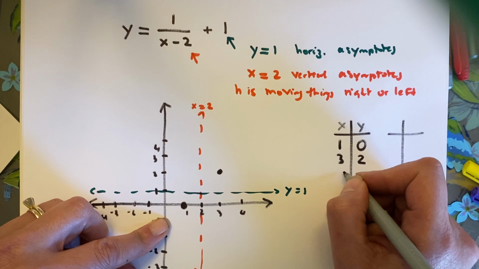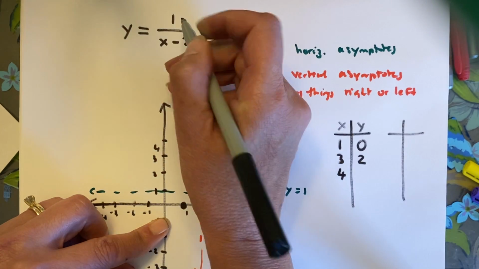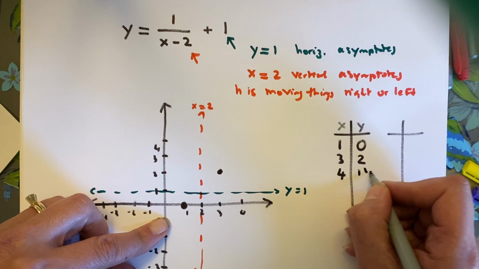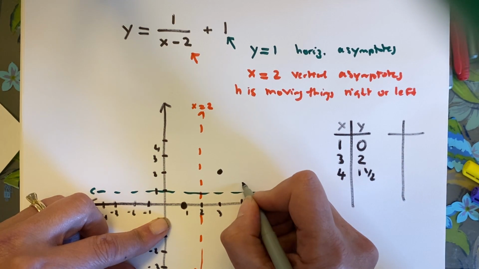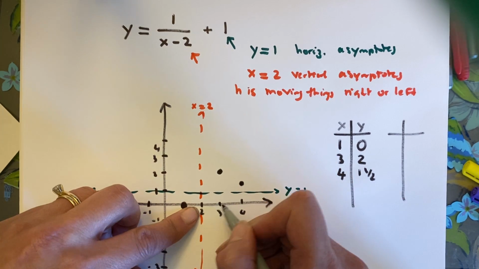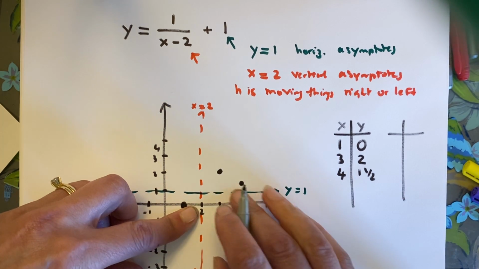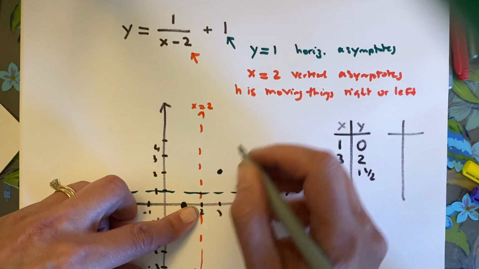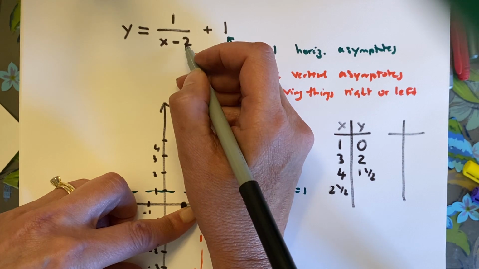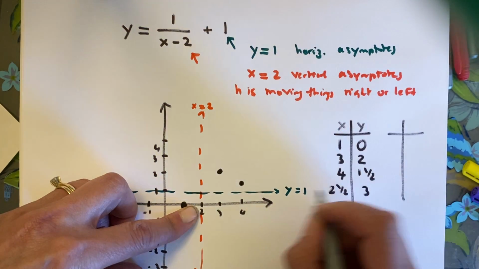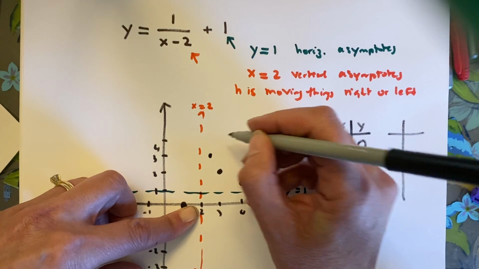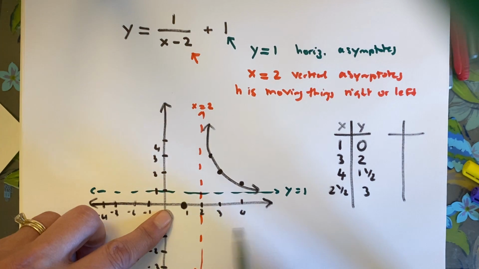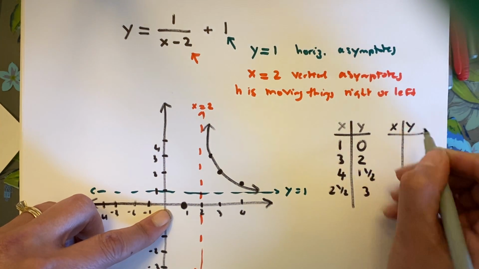Let me see what happens if I put in x equals 4. 4 minus 2 is 2, so I get 1/2 plus 1, I get 1.5. 4 and 1.5, and I'm going to try between 2 and 3 to see if I can get the end part of that branch. So if I put in 2.5, 2.5 minus 2 is 1/2, 1 divided by 1/2 is 2, plus 1 is 3. So I'm going to get this, and there is my branch up here.